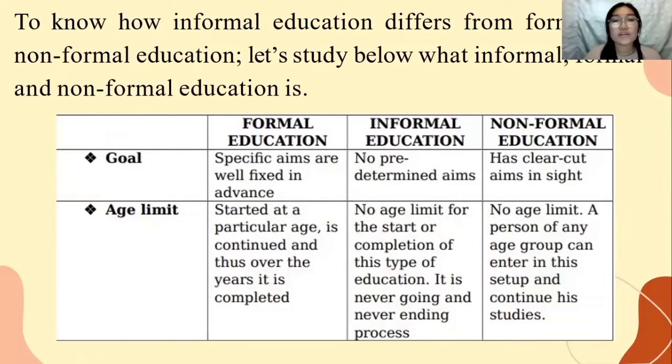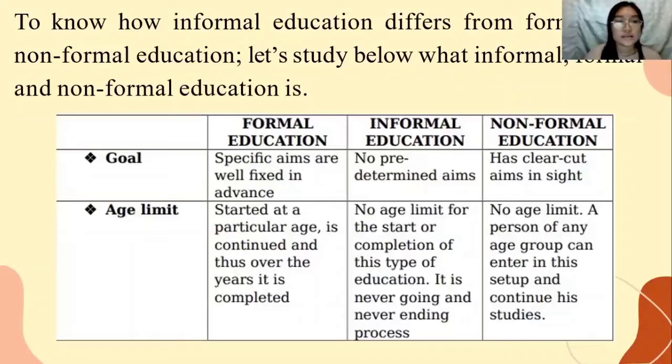to know how informal education differs from formal and non-formal education, let's study below what informal, formal, and non-formal education are. When it comes to goal, in formal education the aims are well fixed in advance, and in informal education, there are no predetermined aims. And in non-formal education, it has clear-cut aims in sight.